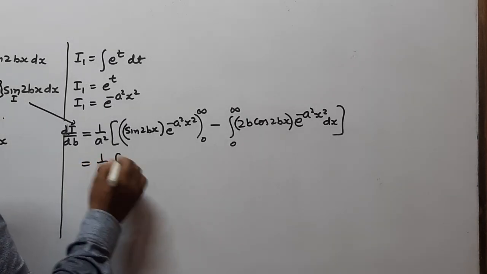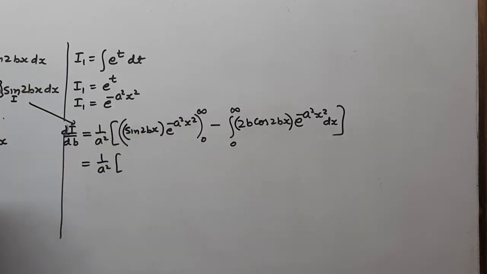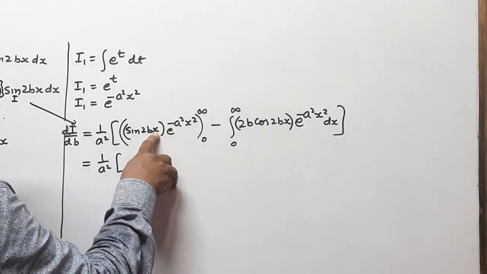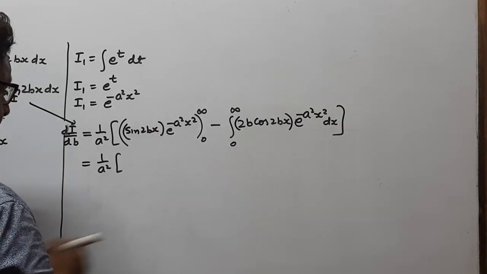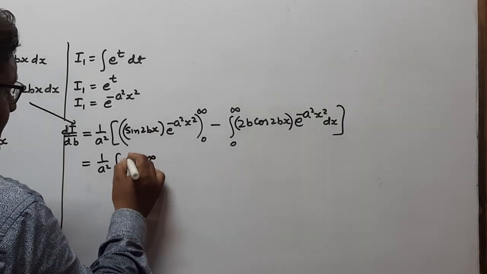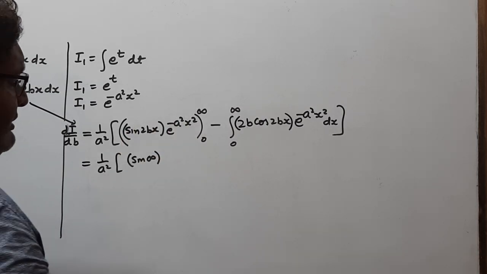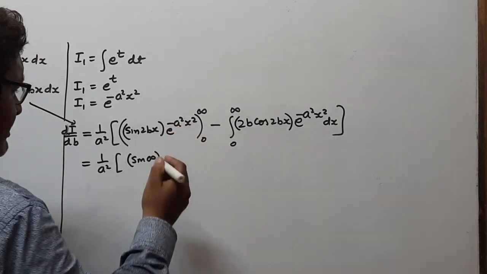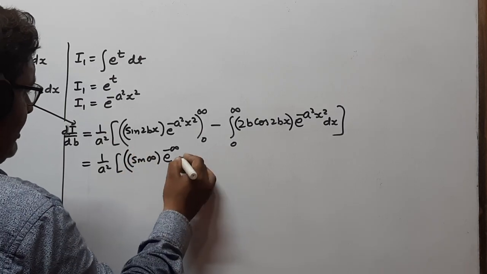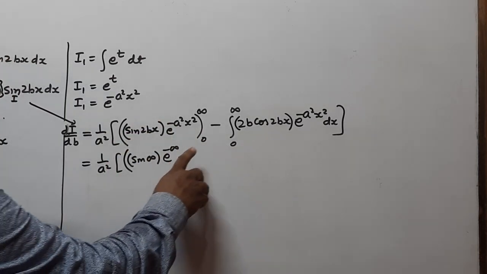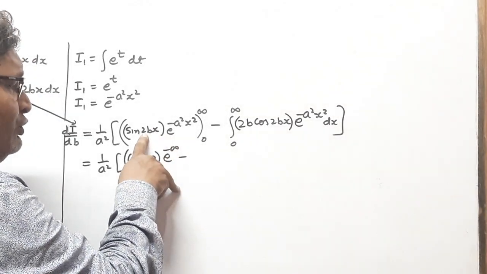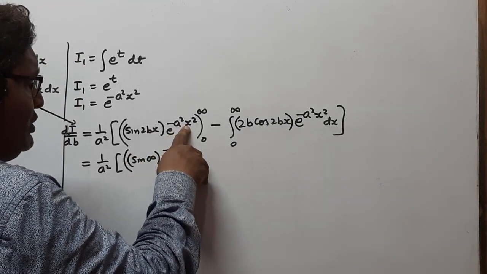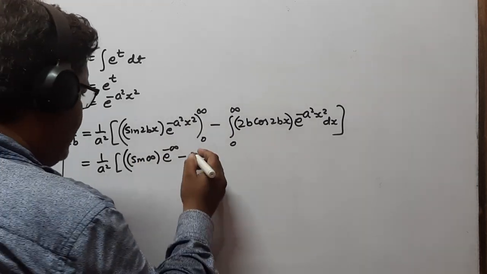Now we put the upper limit in place of x. When the upper limit is infinity, put it in place of x, so 2b multiplied by infinity, we get sine infinity. And when we put infinity in place of x, infinity square is infinity, infinity multiplied by a square is also infinity, so this is e to the power minus infinity. Now we put the lower limit in place of x, so the lower limit is 0 here. When we put 0, 2b multiplied by 0 is 0, so sine 0 is 0 here, and e to the power 0 is 1, so 1 multiplied by 0 gives 0 here.